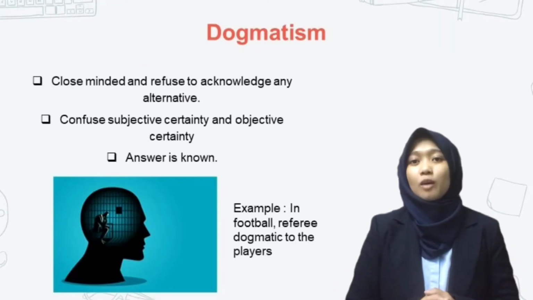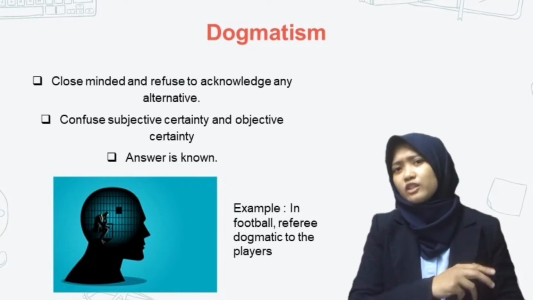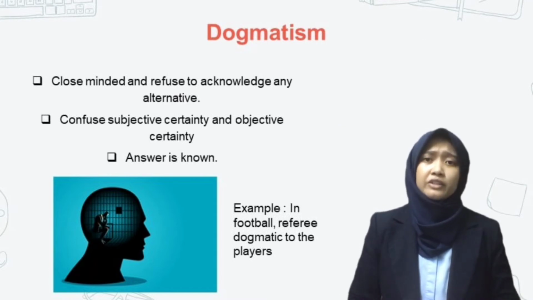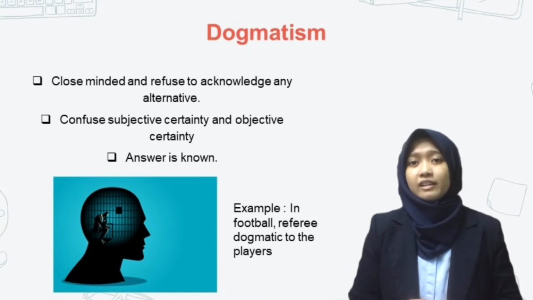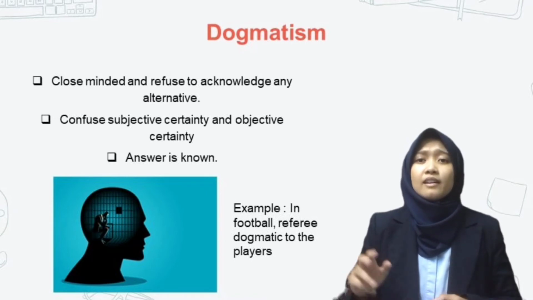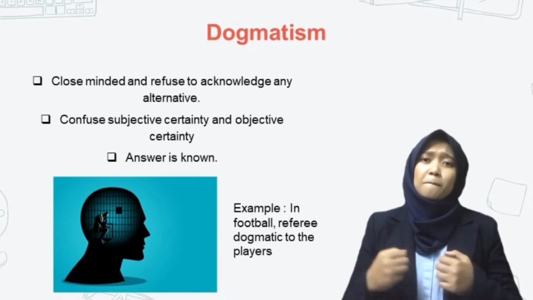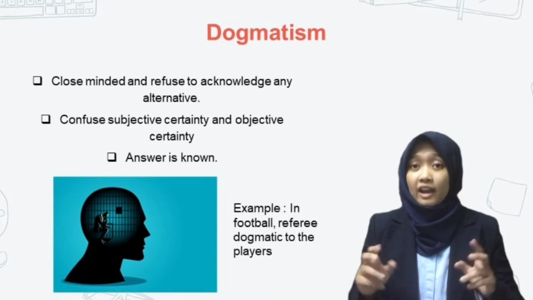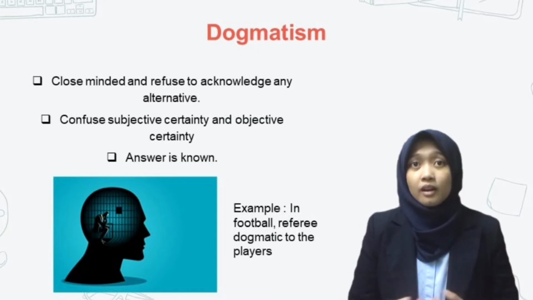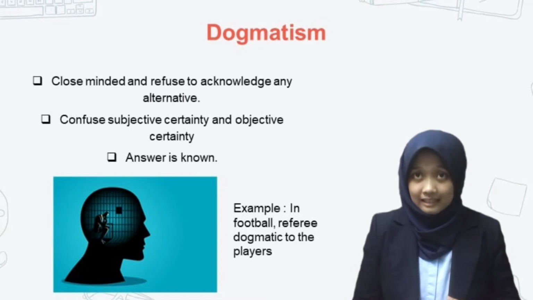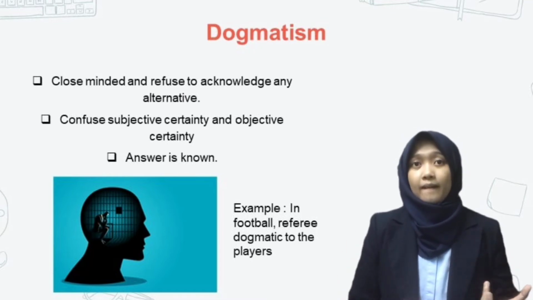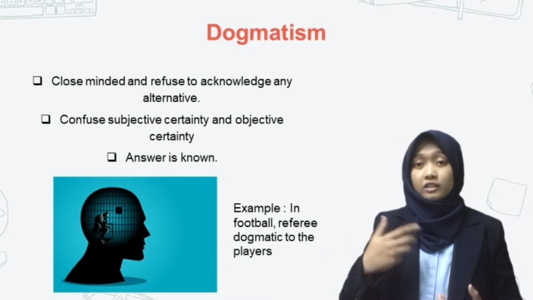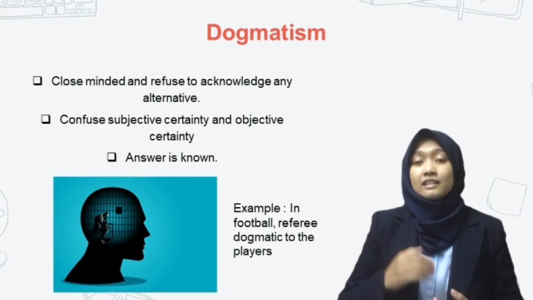The next obstacle is dogmatism. What is dogmatism? Dogmatism refers to being narrow-minded or refusing to acknowledge any alternative. Dogmatism is when you feel strongly about the issue or you are a master in a particular area, you confuse subjective certainty with objective certainty. This means the person mixes up emotional and rational certainty.